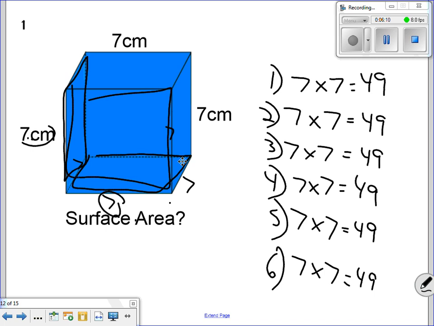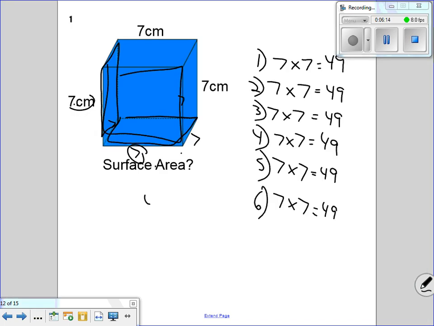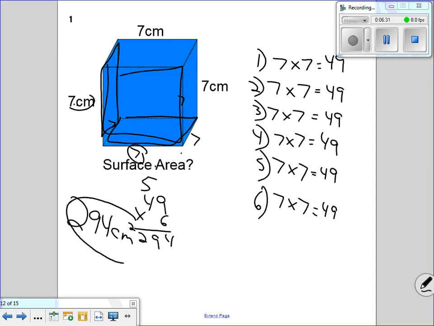Each face is 49. So instead of adding up all the 49s, I could simply just go 49 times 6, right? Which gives me a 54. 4 times 6 is 24, plus 5 is 29. My answer of this surface area problem is 294 centimeters squared. That's the answer to that cube.